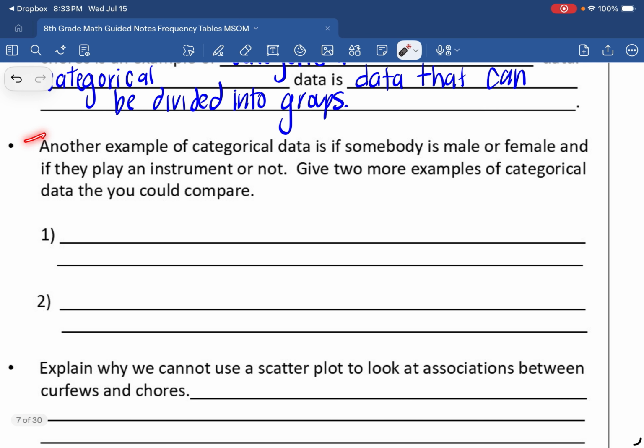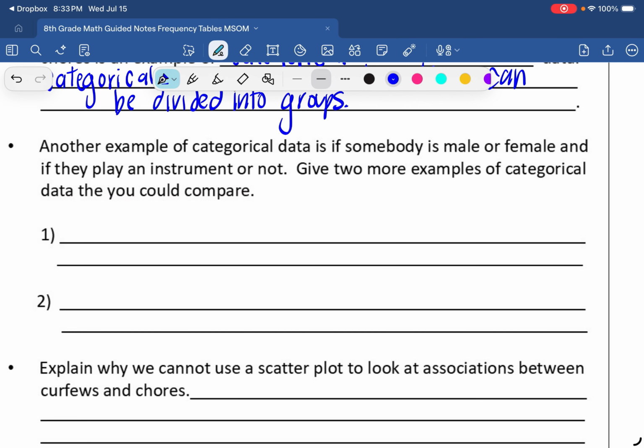Another example of categorical data is if somebody is male or female and if they play an instrument or not. Give two more examples of categorical data that you could compare. So we're just thinking of data that can be divided into groups. So how about if somebody has a pet or not? Another example of categorical data could be eye color.